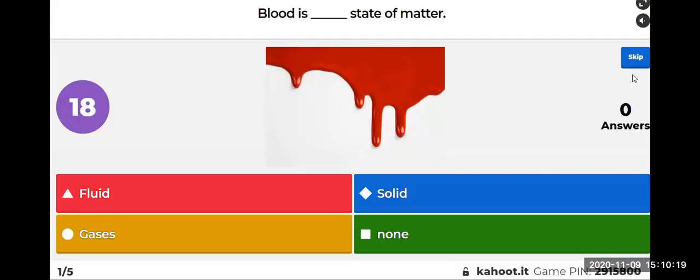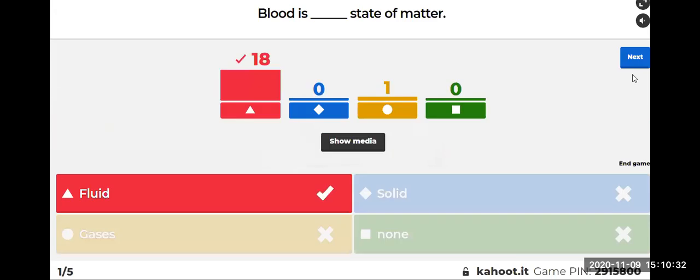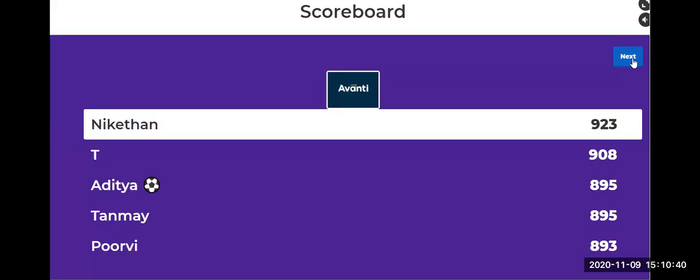Okay, let's see. Blood is dash states of matter. Body, liquid, gas, is invisible. Very good, very good. Arav, Yukti correct. Who made mistake? Who said it is gas? Blood is not gas, right? Yeah, Manita, correct. Okay, very good. Next.